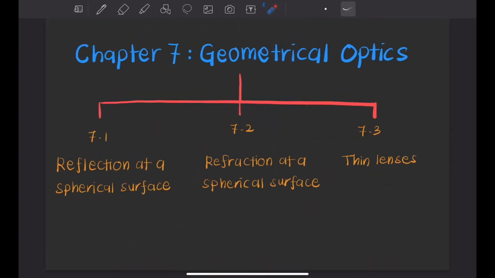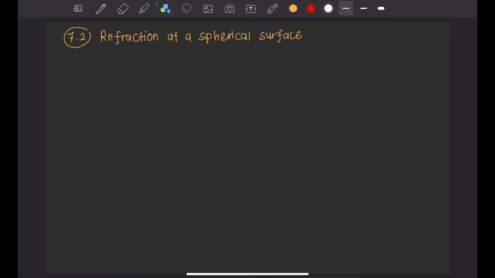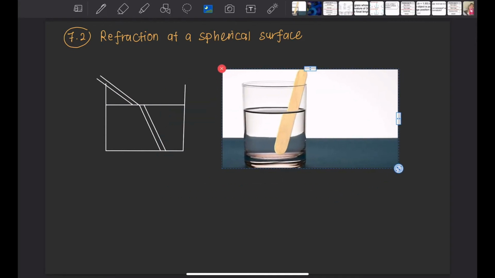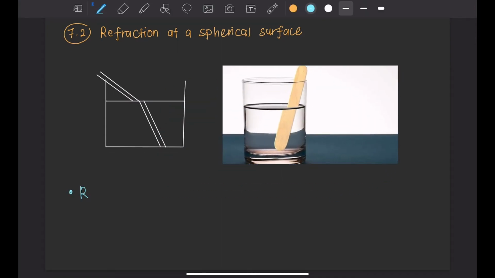So we are moving on with 7.2. Right, 7.2, refraction at a spherical surface. Okay, you have learned this in school. Let's say we have a glass of water and then you put a straw, and then when it goes through the water, the straw will refract a little bit. It will change direction a little bit.